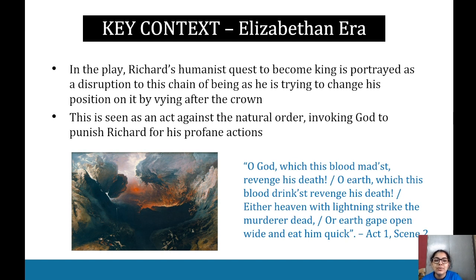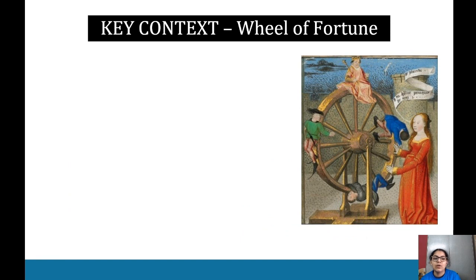Now, in the play, Richard's humanist quest to become king is portrayed as a disruption to this chain of being, as he's trying to change his position by vying against the king, by vying against the crown. And this is again an act against natural order. So in Act 1, Scene 2, he says, "O God, which this blood mad'st, revenge his death. O earth, which this blood drink'st, revenge his death. Either heaven with lightning strike the murderer dead, or earth gape open wide and eat him quick." So you can see the theocratic values behind it, that God is going to deal with the murderer, whoever is going against what he set out.